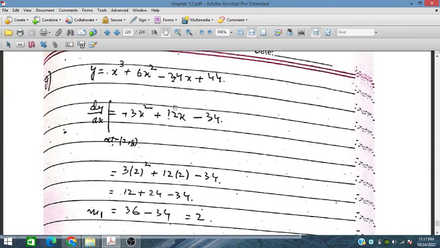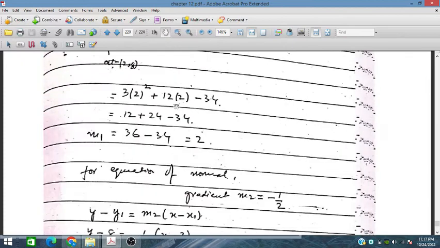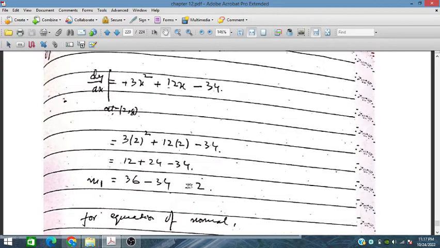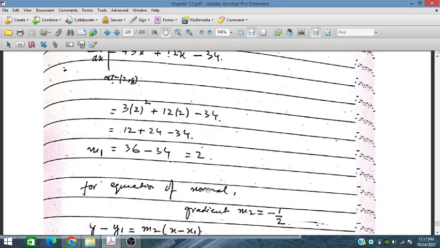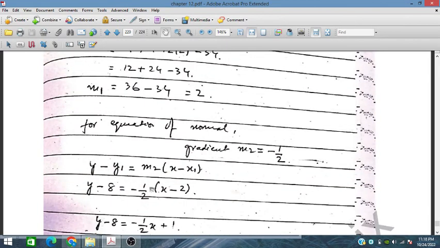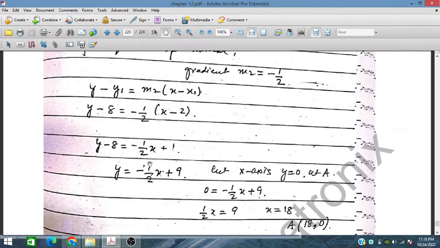So we have this curve, and on this curve at (2, 8) we have this dy/dx where the slope is this, and the equation of the normal. So the gradient of the normal would be minus 1 over 2. So this is the point, and this is passing through this (2, 8). So the equation of the normal is given as this, and this normal cuts the x-axis at point A.